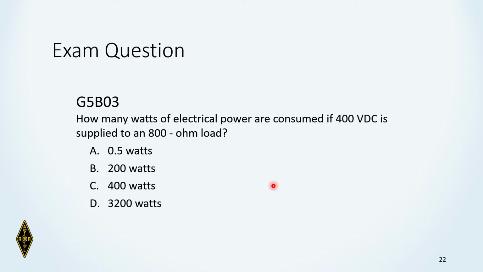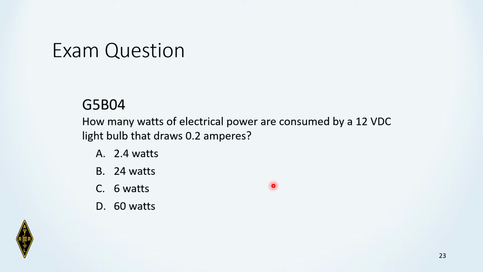Okay, so how many watts of electrical power consumed if 400 volts is supplied to an 800 ohm load? We already did this one, so you might remember Bravo. Yep, it's Bravo, and Paco was our friend there. Elephant hiding on top of the refrigerator. Okay, you remember this one? How many watts of electrical power consumed by a 12-volt light bulb that draws 2.2 amps? Alpha. That was just the simple multiplication one.